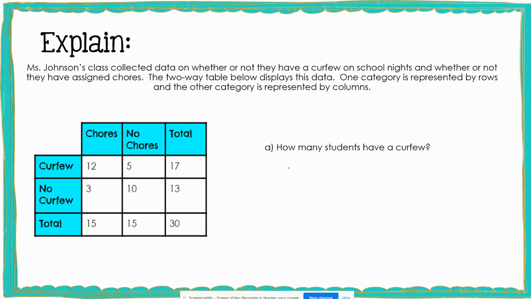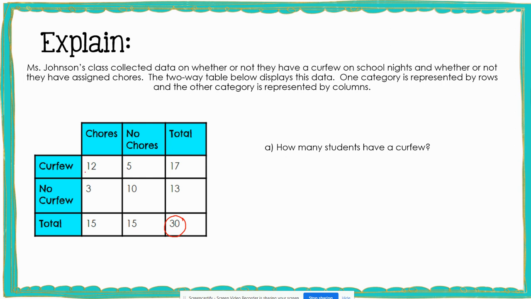One category is represented by rows and the other category is represented by columns. You can see that in your two-way table, you have chores and no chores, and you have curfew and no curfew. You also have a column for the total and a row for the total. What's important to know about a two-way table is that this very last number at the bottom right corner is always going to be the total number of people that were in your survey.